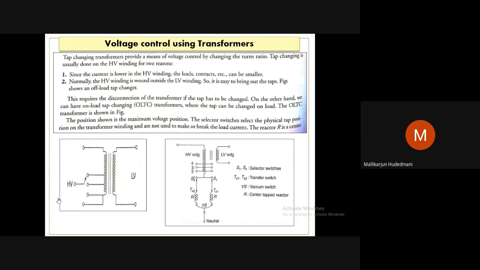Because the voltage is very high, the current at that terminal of the switch is very low, since MVA equals voltage into current. In that way, the tap changer is installed on the high voltage side. So this is how a tap changer facility with a tapped winding makes suitable contact at a winding position to get the required voltage at the other side.